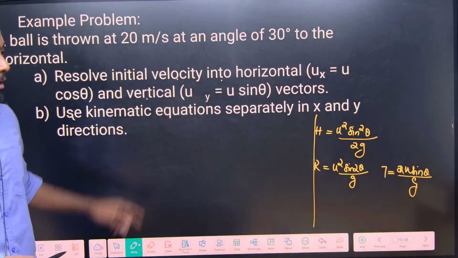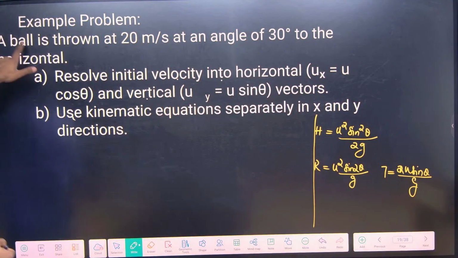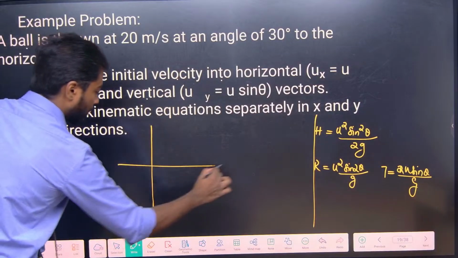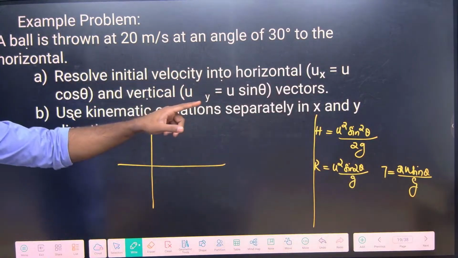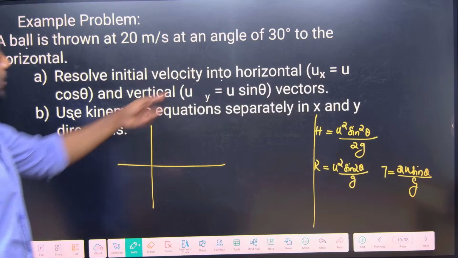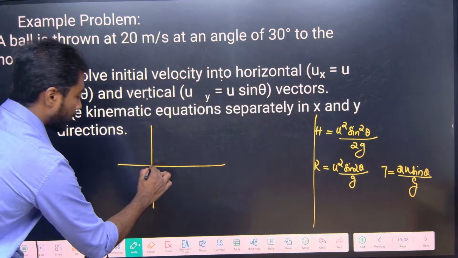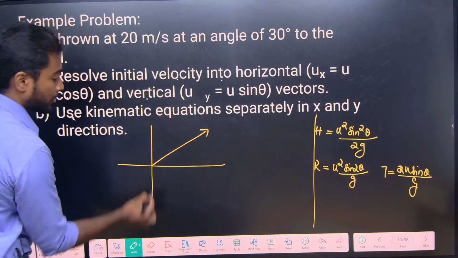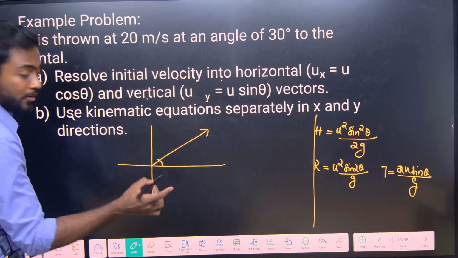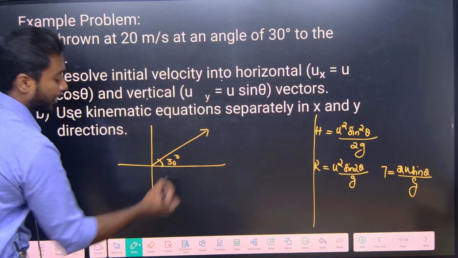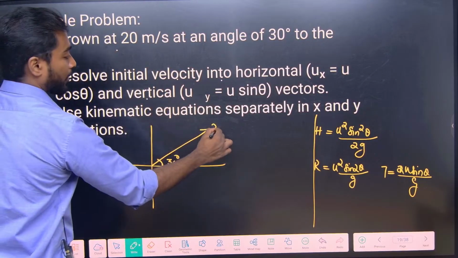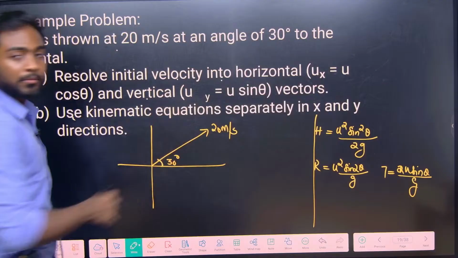I will talk about this one. A ball is thrown at 20 meter per second, and the next sentence says angle of 30 degree to the horizontal. I have thrown like this with respect to horizontal, and the angle is 30 degree. So this is my 20 meter per second.